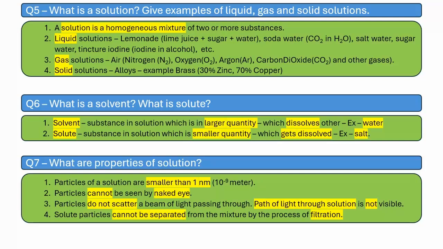If you dissolve salt or sugar in water, to separate them, you can heat the solution and evaporate the water, and the sugar or salt will be left out. You can do that, but you cannot filter it.